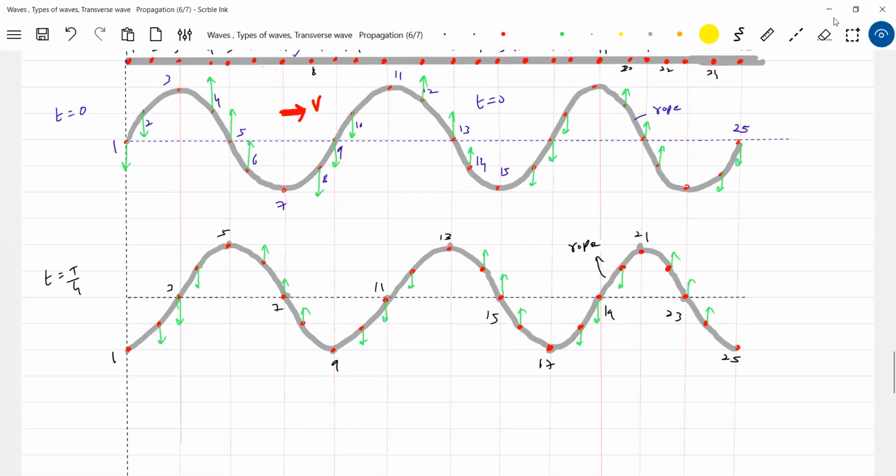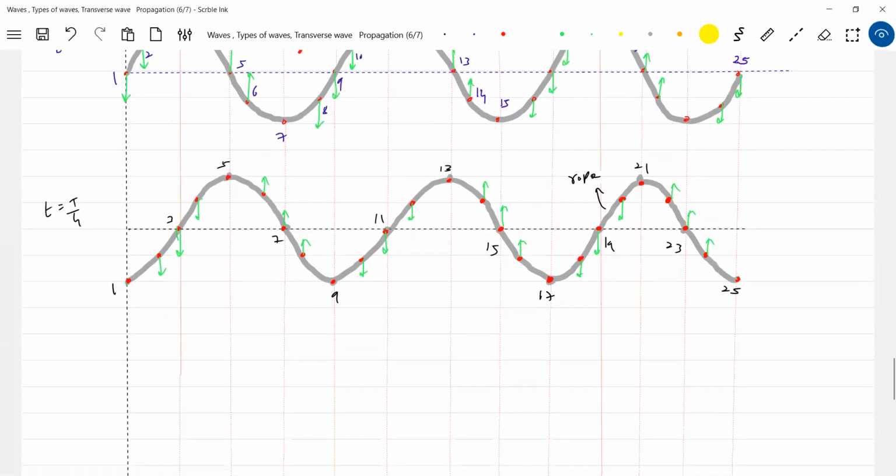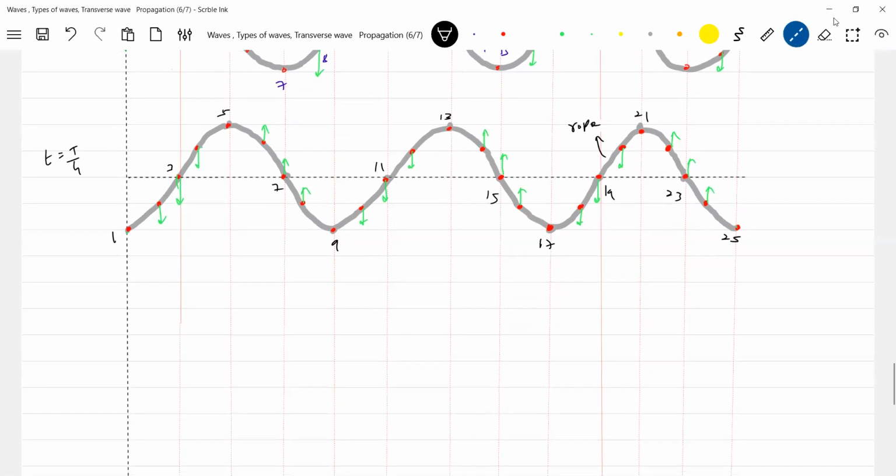Look at the point on a rope on 1. How would it move? It will not move horizontally, it moves vertically down. At T equal to T by 4, and at T equal to T by 2, it will be at this position. Okay, next, I'm going for the next interval of time.